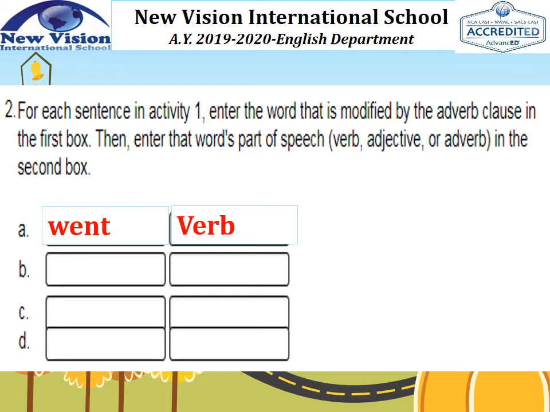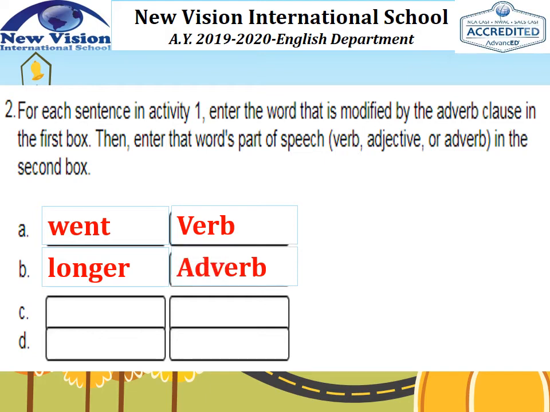Next one, for letter B. This year, the conference ran longer because there were many topics to discuss. We have our adverb clause, because there were many topics to discuss. It modifies what? Very good, the word longer, which is an adverb, or specifically adverb of time. Next one, we have I attended the conference since I am an astronomer. We have our adverb clause, since I am an astronomer, which modifies the word what? Very good, the word attended, which is also a verb or an action word.